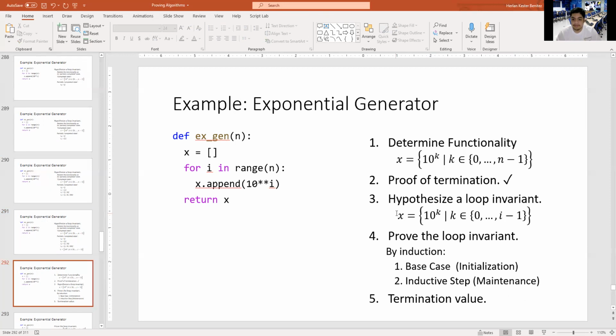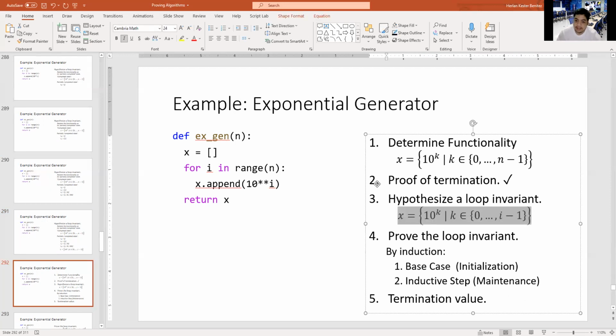So, x is the set of 10 to the k such that k is in 0 to i minus 1. It is partially complete because our complete state is x up to n, but in the loop invariant it is only up to i. We want the loop invariant to be true for each iteration of the loop, and the functionality will only be true at the end of the loop. Once it is complete, that's when the functionality becomes true, but at intermediate steps, this is what will be true.